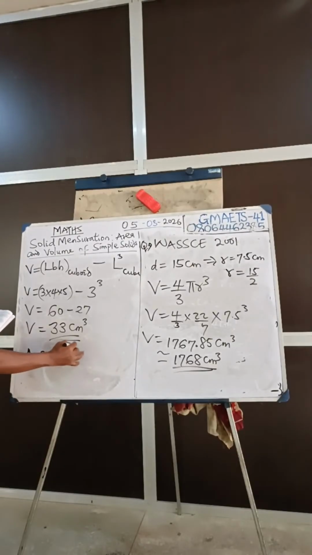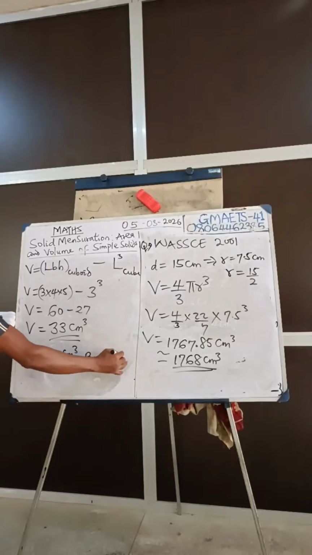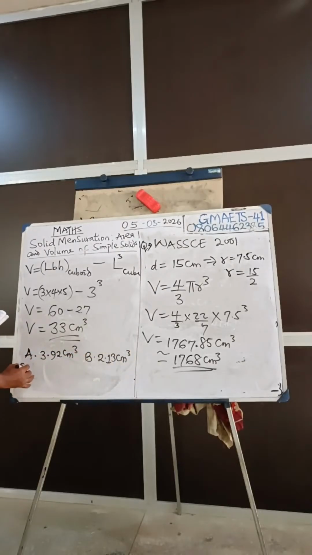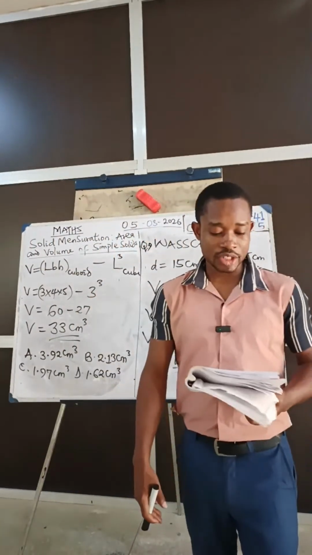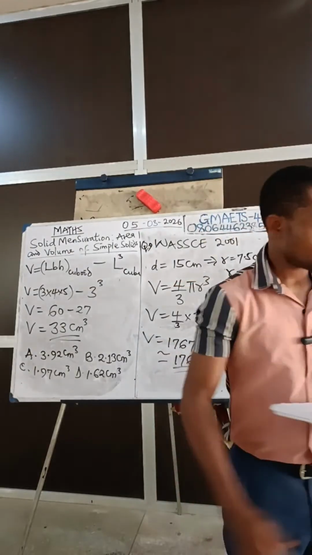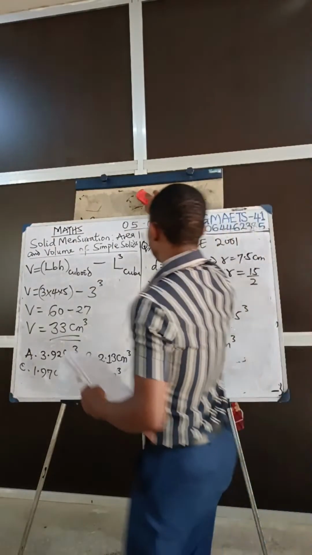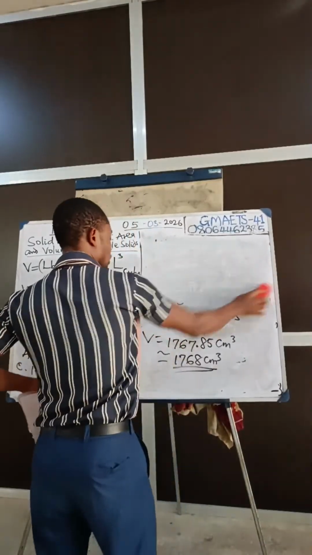Option C, 1.97 cm cubed. Option D, 1.62 cm cubed. Those are the options there. Then the next question. I think I should even be copying the question on the board.